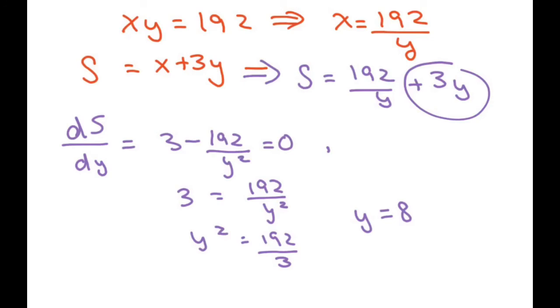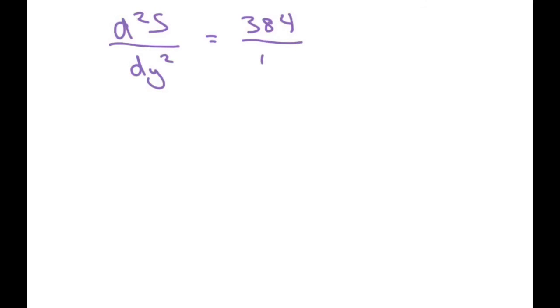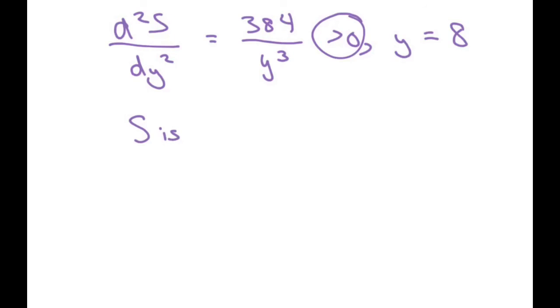All right? We can take the second derivative with respect to y, and you get 384 over y cubed, which is positive, and this is when y equals 8. So therefore, since it's positive, we're going to have s as a minimum, which we want anyway, when y is 8. And then if you plug that back in, we get x equals 24.